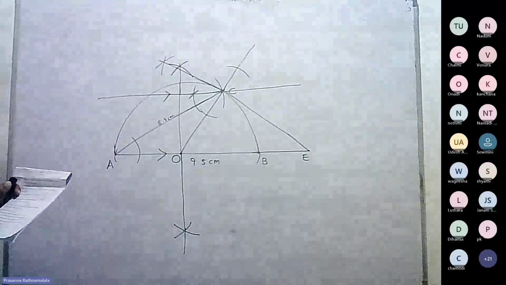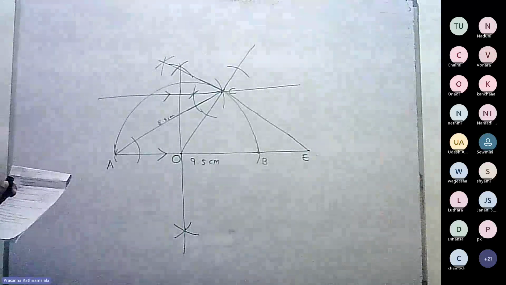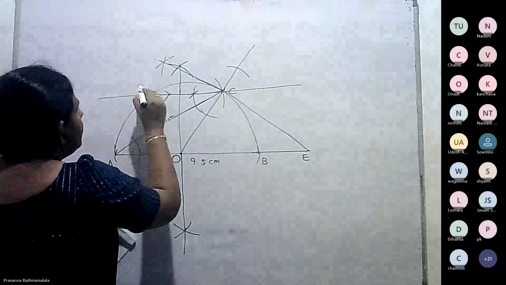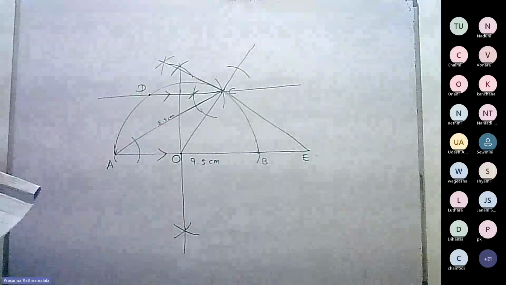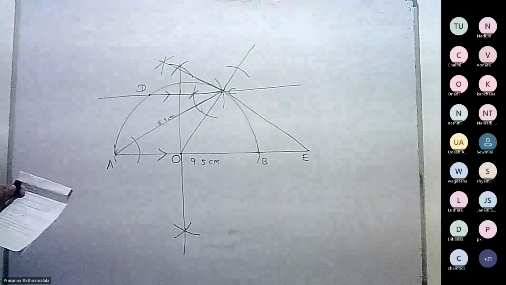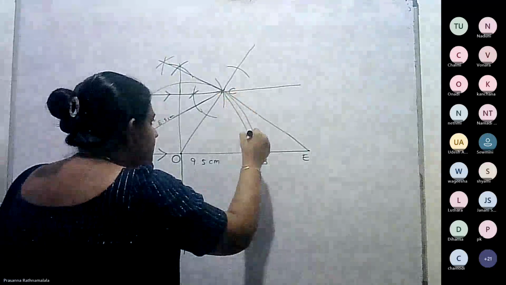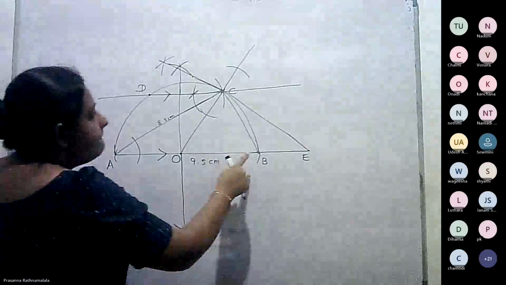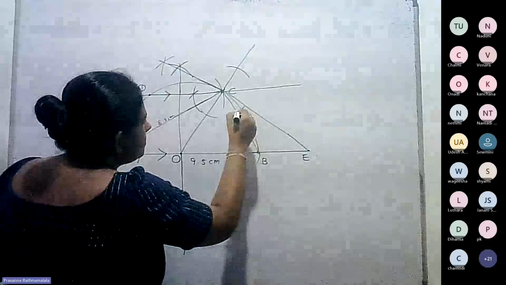Construct a parallel line to AB through C, which we have already drawn. Mark the point where it meets the semicircle as D. This is the intersecting point, that is D. Show that BCE equals ACD. You join these two points using a straight line, BCE, this one.